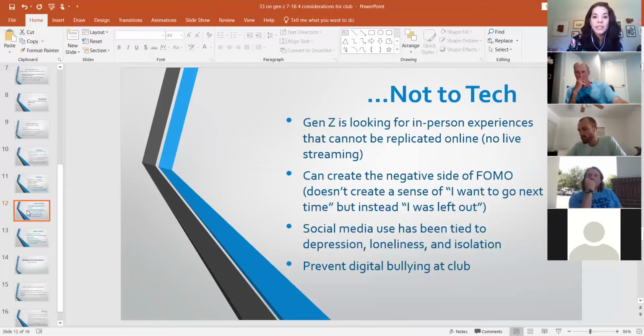And I have had this reason to not tech, to prevent digital bullying at club. If you don't think this is happening, you're missing it. There are absolutely kids bullying one another in club through text messages. Like that is absolutely happening. Probably more often with girls, but it is happening at club because they can do it in front of our eyes, right in front of us, and we can't see it.